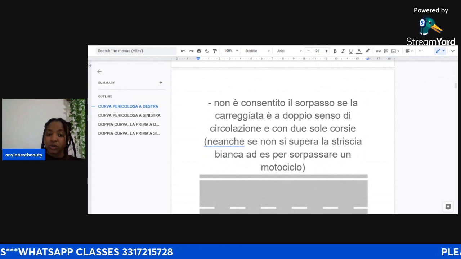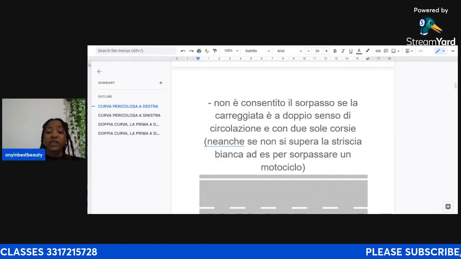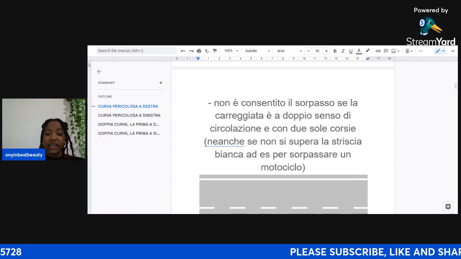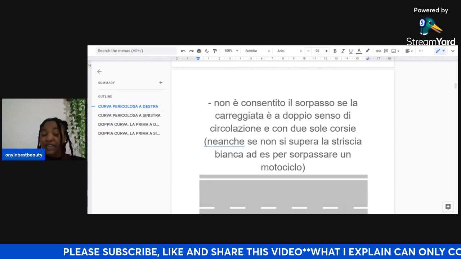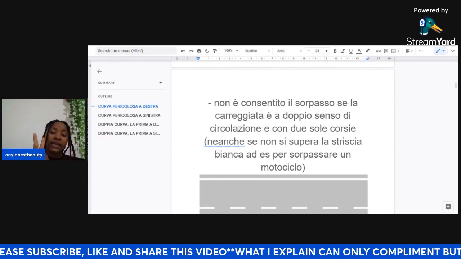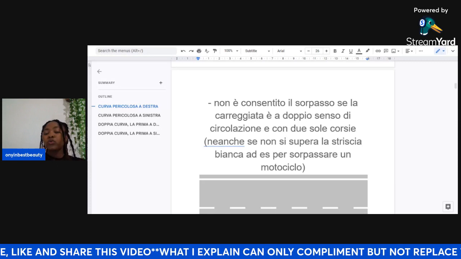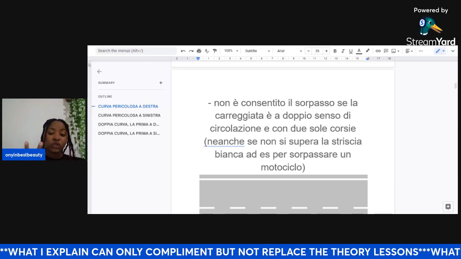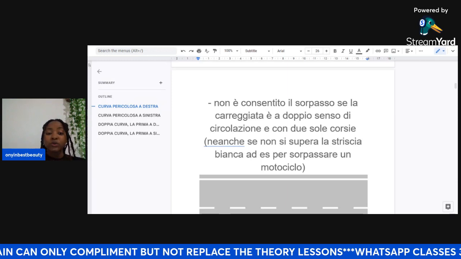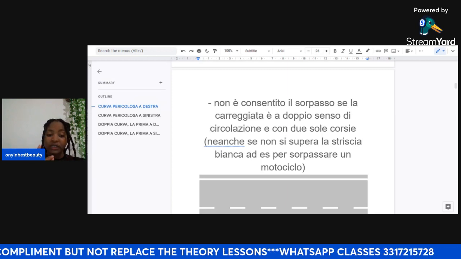Now, you're not allowed to overtake if the carriageway is a two-way circulation. Two-way circulation with only 2 lanes, just like I said earlier. Now, when the road gets 2 lanes, the one for those who are going and the other one for those who are coming, that is what they call two-way circulation. So when this road gets these 2 lanes, you're not allowed to do overtaking.